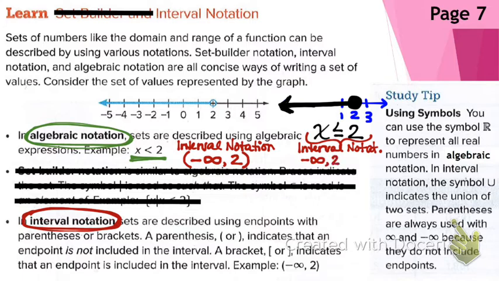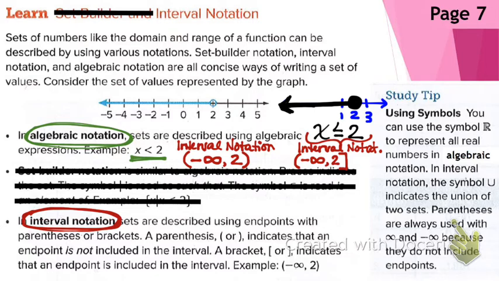The largest is still 2. You told me I can't ever get to negative infinity, right? So I'm going to use a parenthesis there. Do I have a filled in dot? Does it have the or equal to with it? That means I'm going to use a square bracket. So far, so good? Let's practice it.